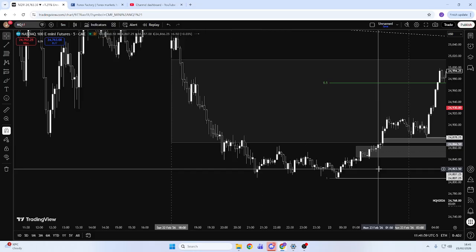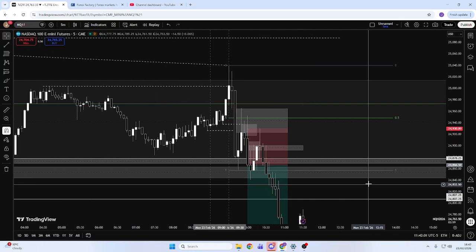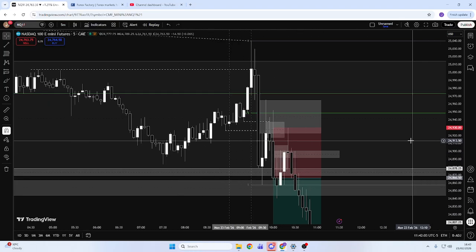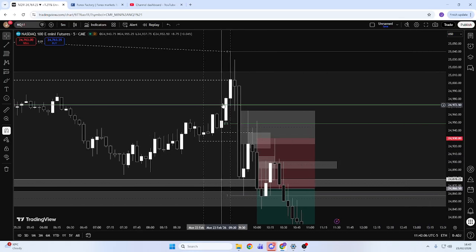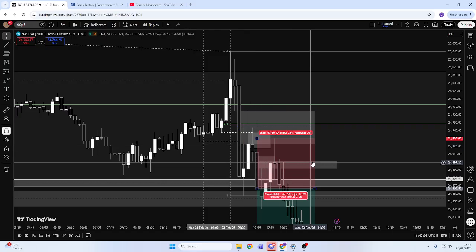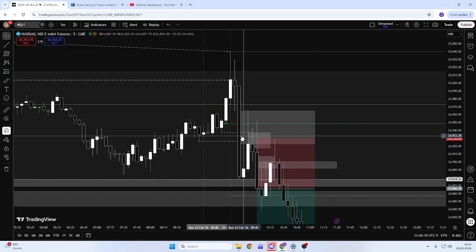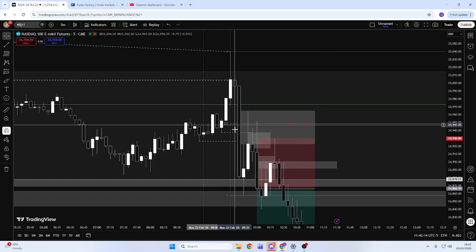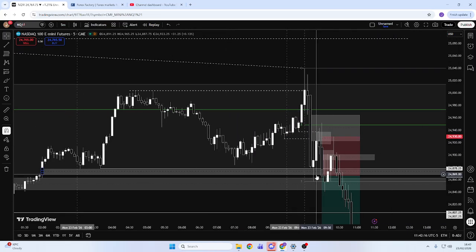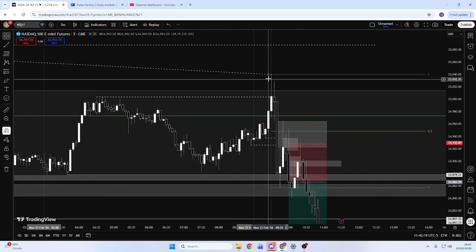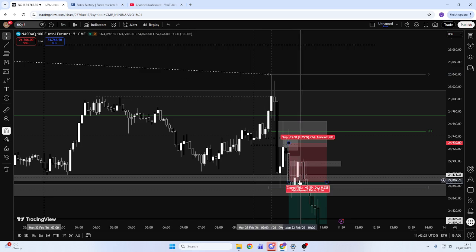So going down to the 5-minute. On the 5-minute, obviously we had the 15-minute break of structure to the downside. That then led to a 5-minute break of structure as well. This 5-minute fair value gap being created. We put in this low and then marked equilibrium for this move down.